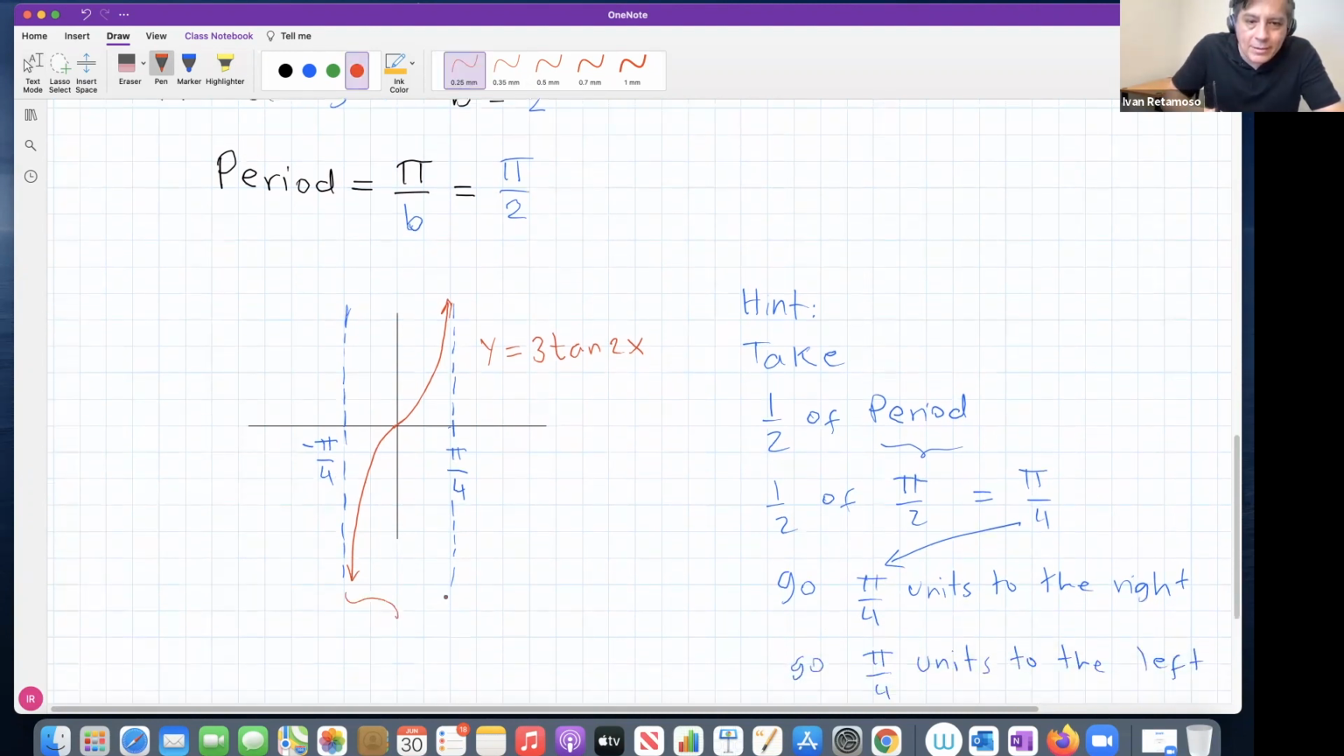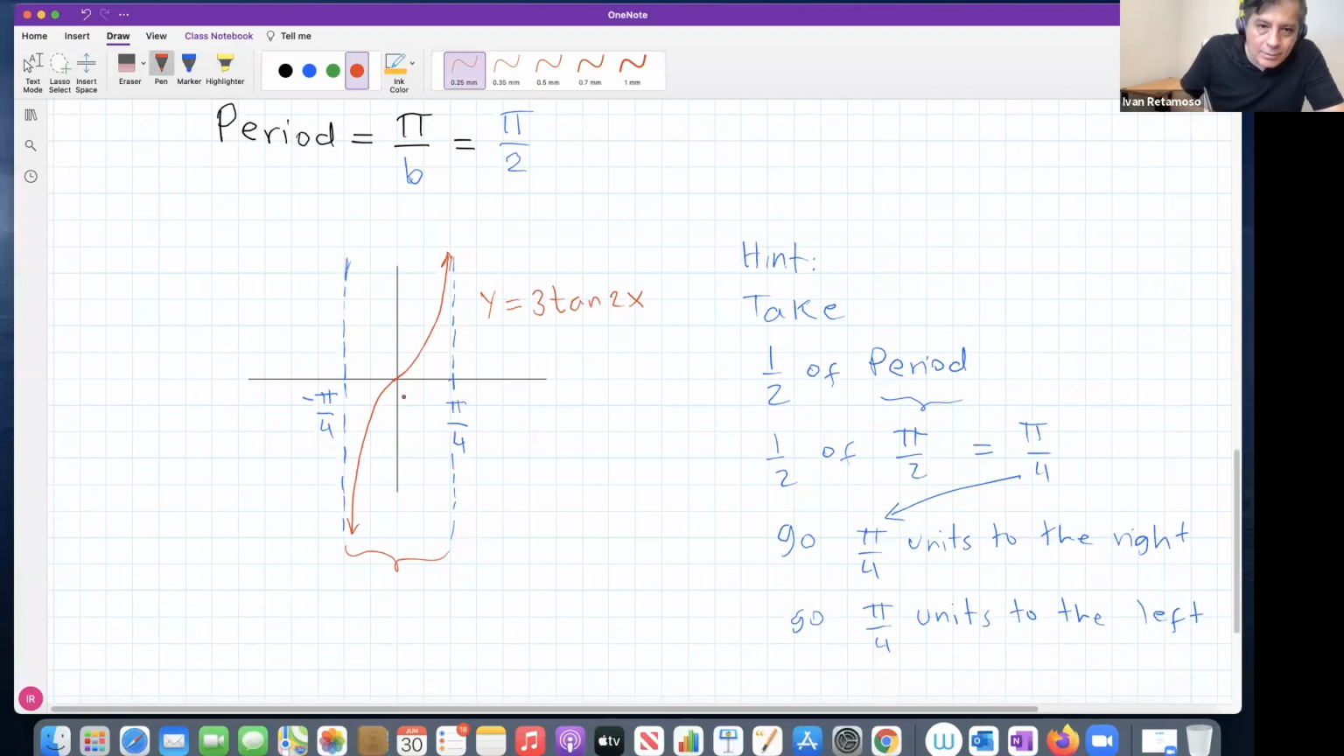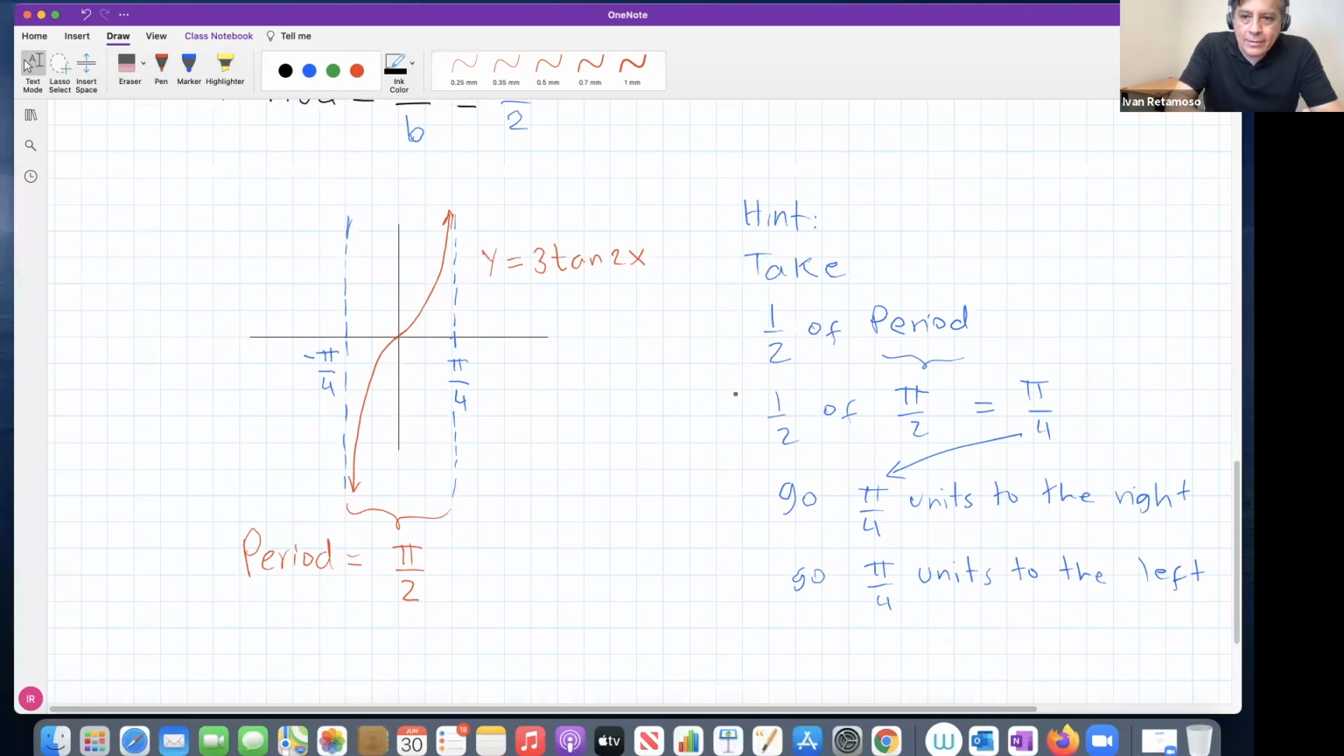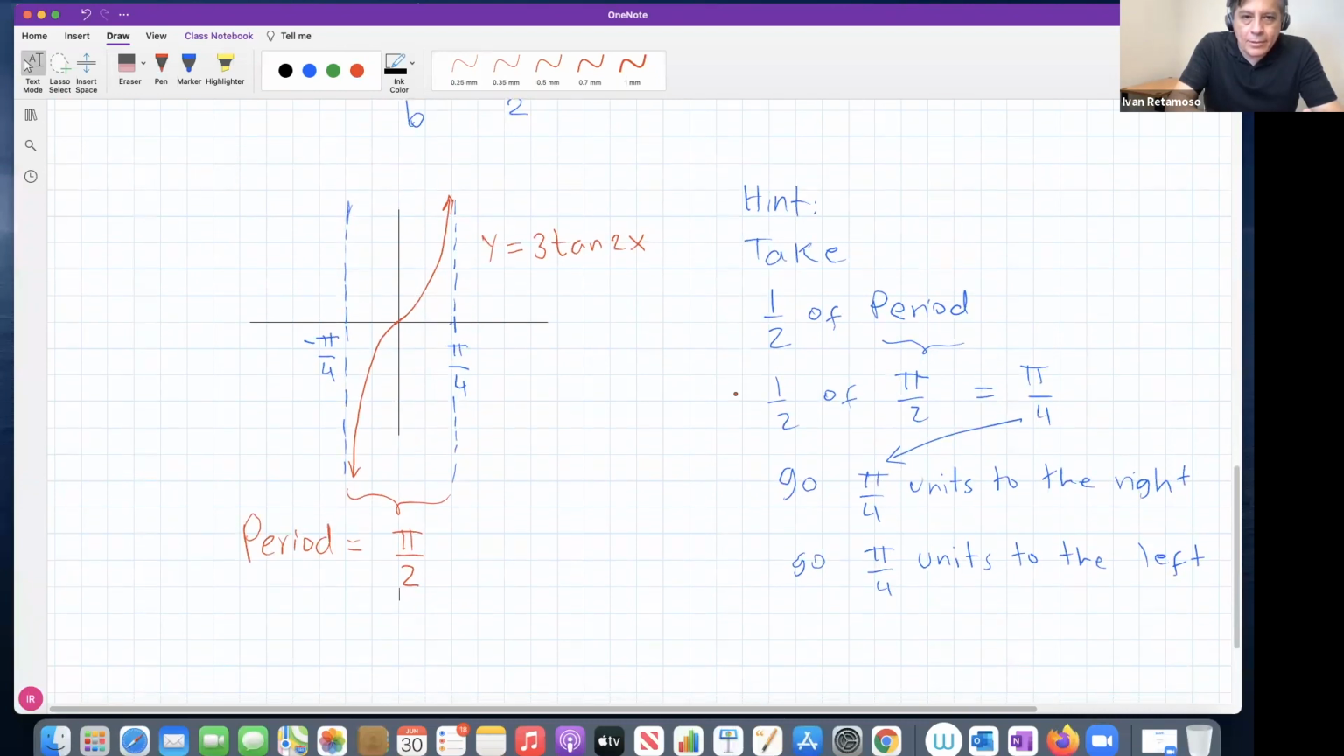But this is important, this part, to show that the period is equal to pi over 4 to the right, pi over 4 to the left, together, twice pi over 4 equal pi over 2. So this is the period. Period equal pi over 2. Very good. Now, can you try a couple of exercises that I have here on the worksheet?